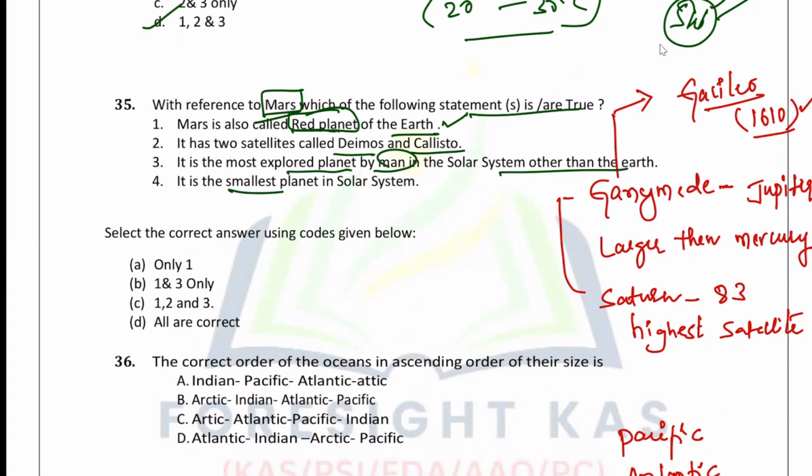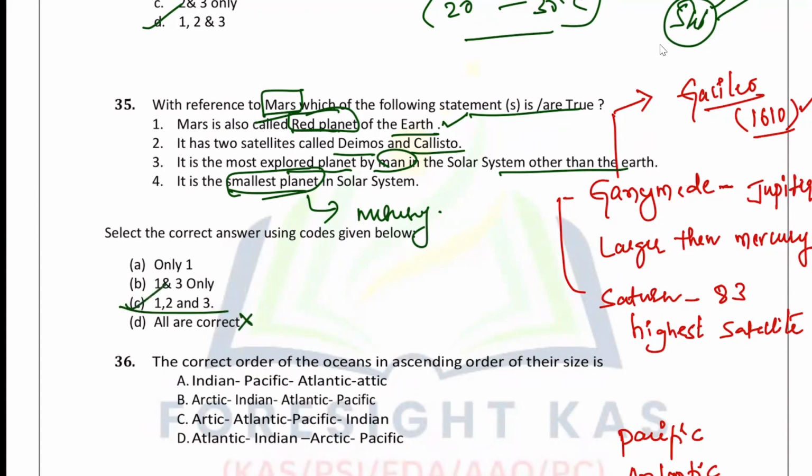It is the smallest planet. Who told smallest planet is Mercury? So this kind of observation needs to be seen. So Mercury is the smallest planet. Third is eliminated. Fourth is eliminated. So the answer would be 1, 2, 3. So this is the answer.